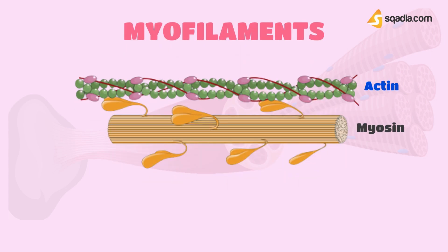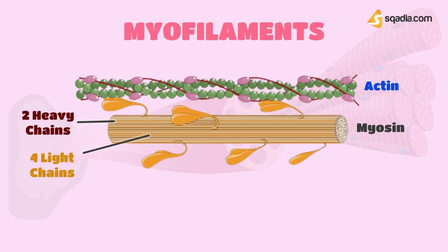If we observe the structure of myosin under a microscope, we can see that the myosin molecule is made up of 6 chains, 2 heavy chains, and 4 light chains. The heavy chains wrap around each other to form a double helix, with 2 globular structures called myosin heads at one end. The light chains are part of the myosin heads and help control their function during muscle contraction.